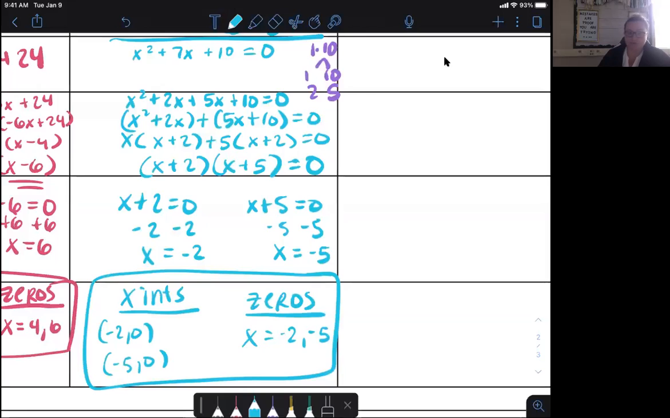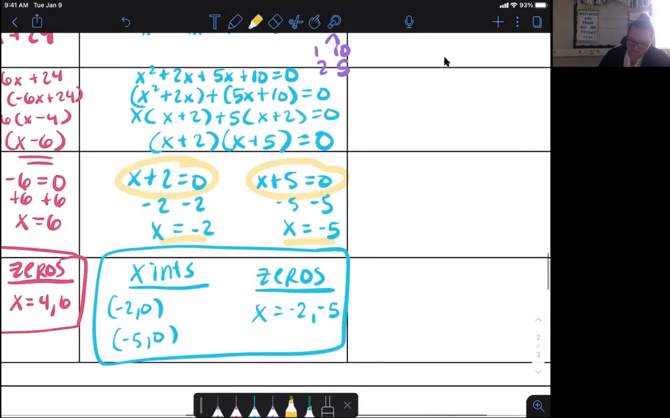So as you can see through my work, I was able to factor this polynomial to (x plus 2) times (x plus 5) equals 0. I set x plus 2 equal to 0. I set x plus 5 equal to 0 and solved for x in both. I got x equals negative 2, x equals negative 5. I rewrote my final answer as x-intercepts, (negative 2, 0) and (negative 5, 0). And then as zeros, x equals negative 2 and negative 5.